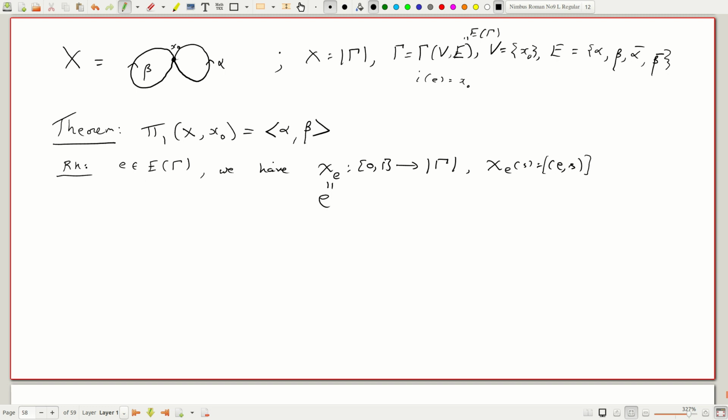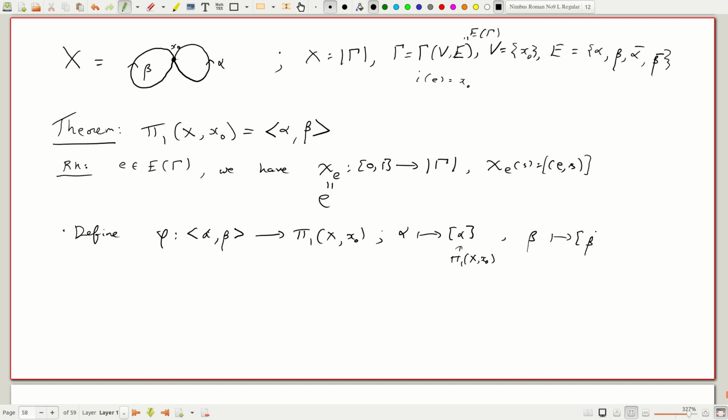But first let's look at this identification here. So what we'll do is we define phi from the free group on alpha, beta to pi 1 of X, x0. And by the universal property, I have to tell you what the images of alpha and beta are. Namely, I'll send alpha to the class of alpha. Here alpha is a path, so it's on the right hand side. The left hand side is a formal generator, which you can think of as the same edge, but you need not. You can think of it as a symbol that just looks the same, and beta goes to beta similarly.